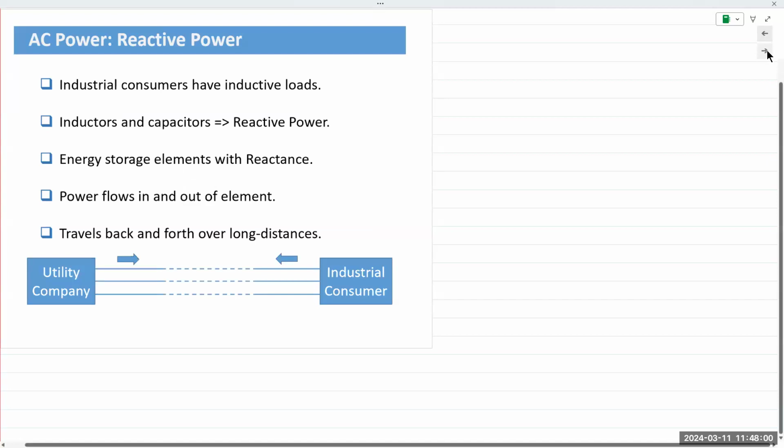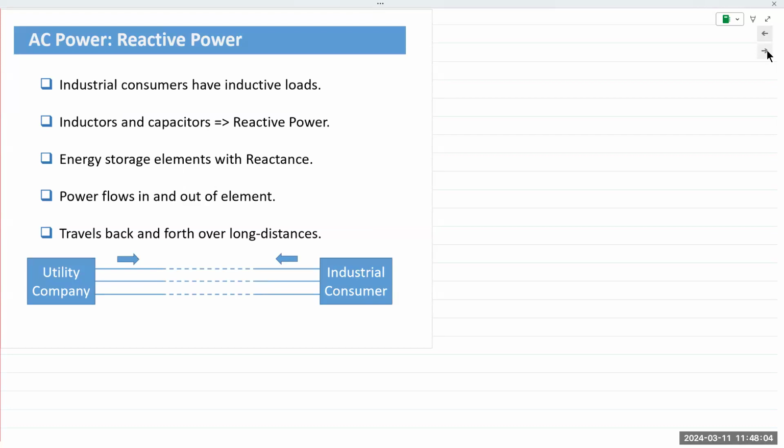The reason it's important is because this energy is associated with the reactance of the inductor and the capacitor. And hence this power is known as reactive power. It is different from the real power. This reactive power is real. It has a physical basis in real life. But similar to reactance, we use imaginary numbers or complex math to perform our mathematical analysis.